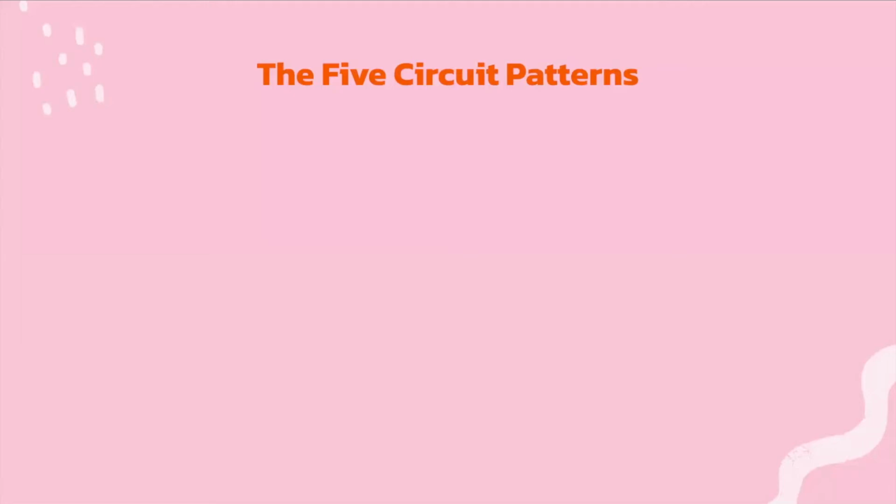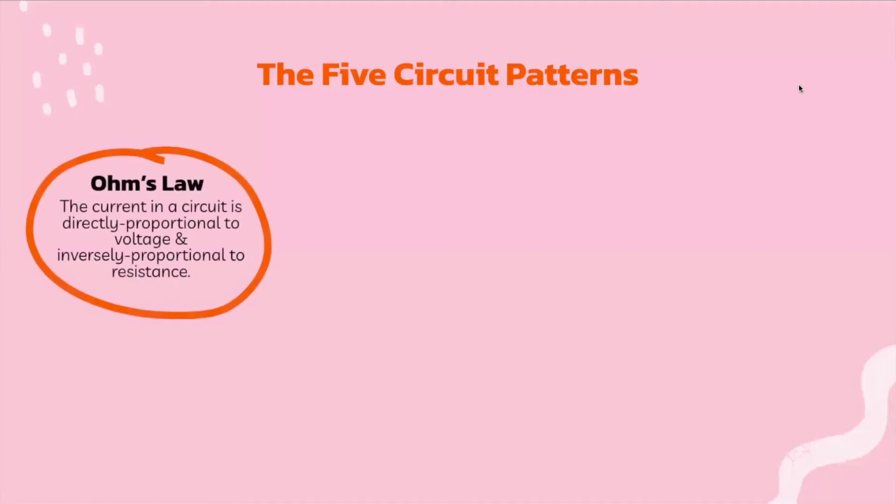So the 5 circuit patterns we've done so far this week. We've got Ohm's law, and that means across any row. So for any element, we know that the element's current has to be proportional to its voltage and inversely proportional to its resistance, so that we can solve V equals IR across any of the rows.